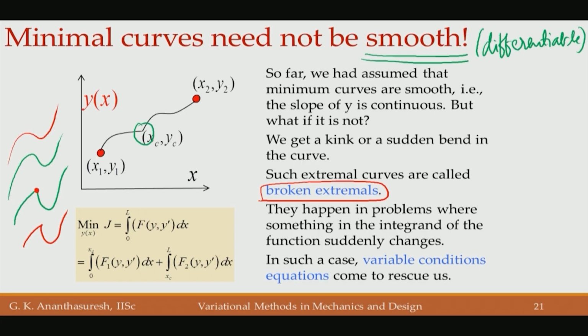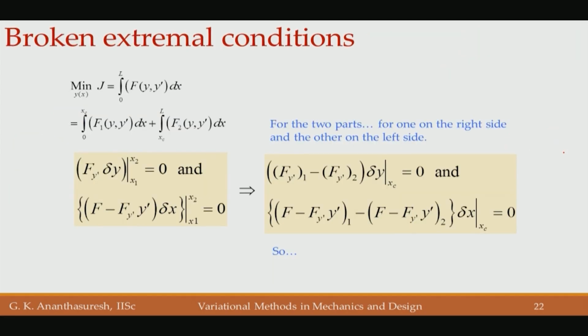Broken in the sense not that a line is made into two pieces. Normally if you take a wire and that wire bends like this, you say the wire is broken. It is not made into two pieces, but at that point it looks like somebody broke it. Okay. So, we can use these variable end conditions to talk about these broken extremals, or non-smooth things.